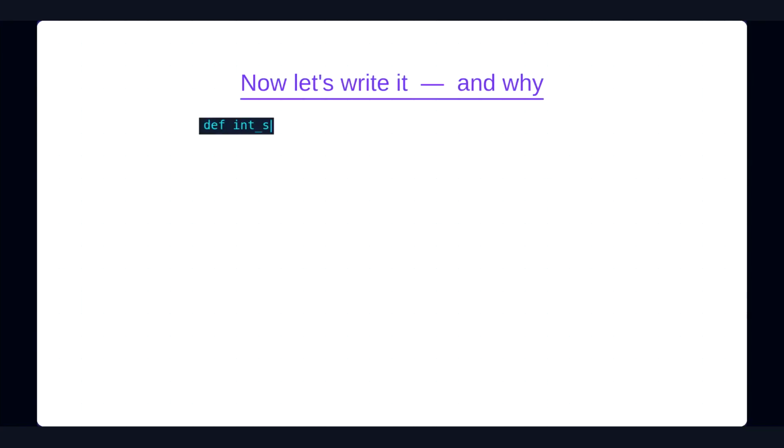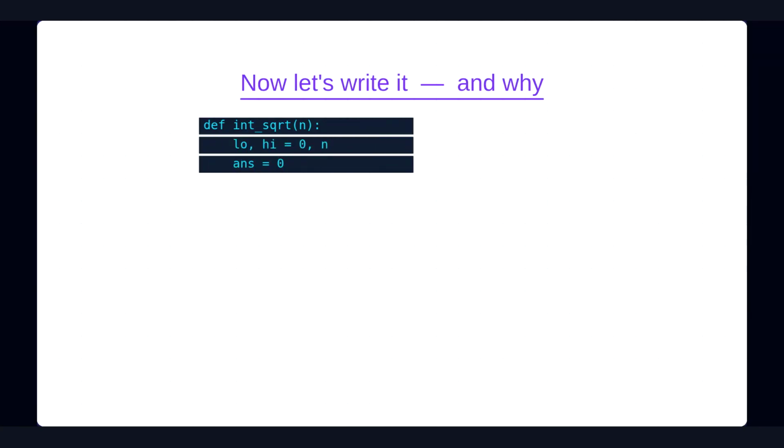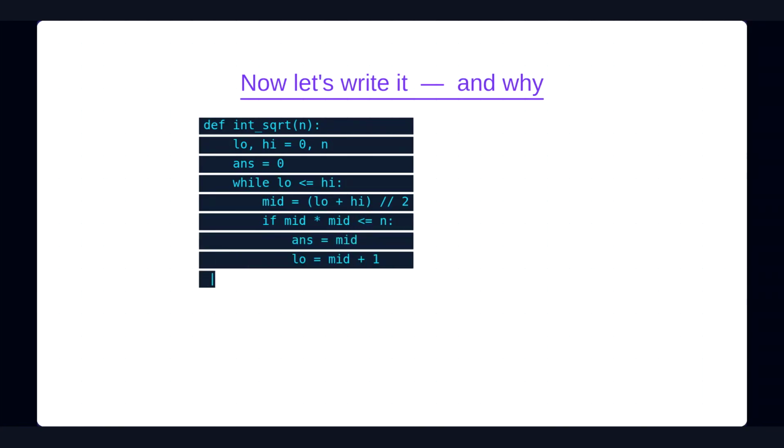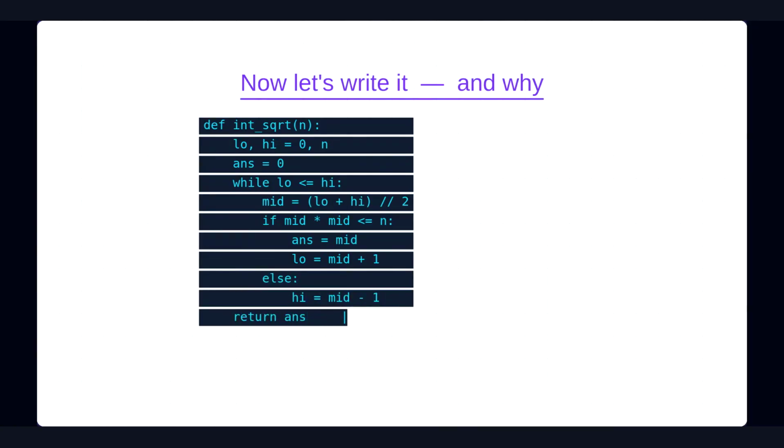Our answer lives between 0 and n, so those are our low and high. We keep the best answer so far in ans. We guess the middle. If the middle squared is at most n, the middle fits, so we save it and push low higher to try for a larger root. If the middle squared is too big, we pull high down. When the range closes, ans holds the integer square root.